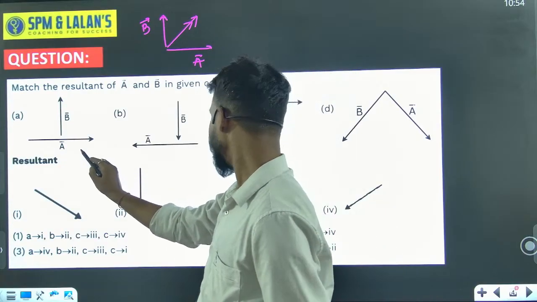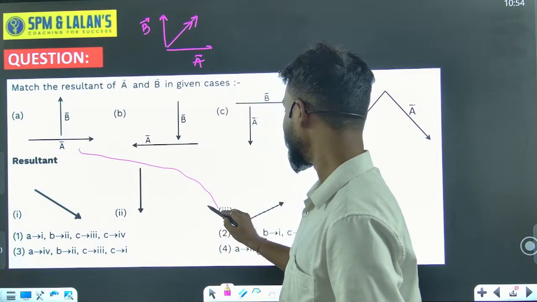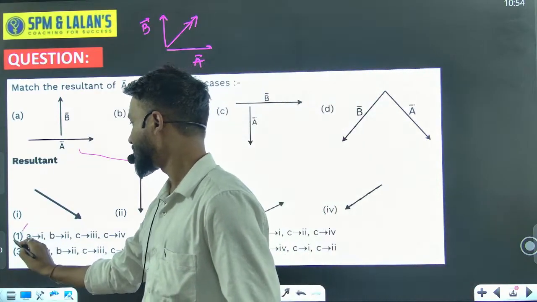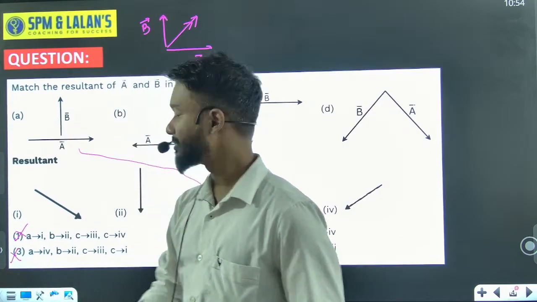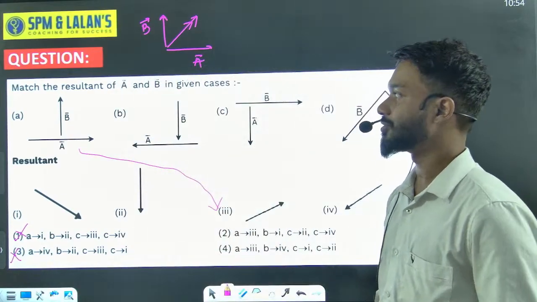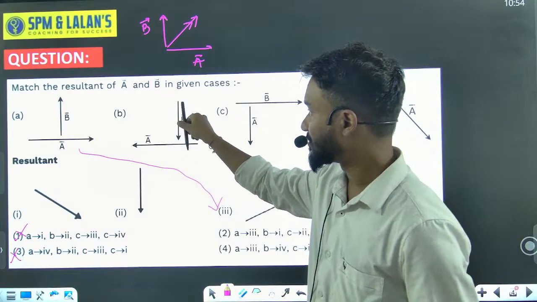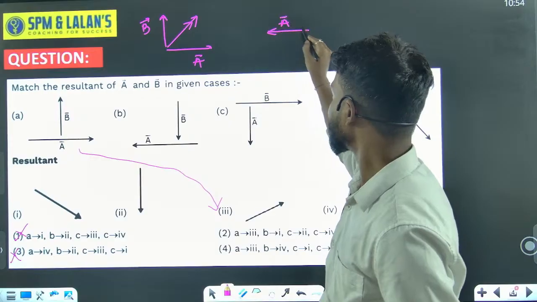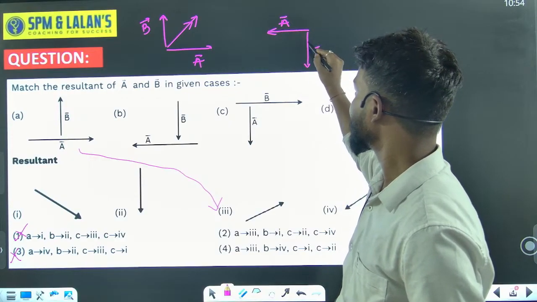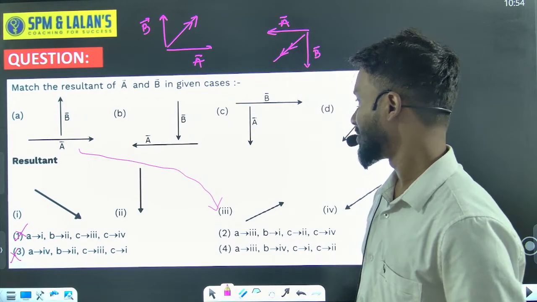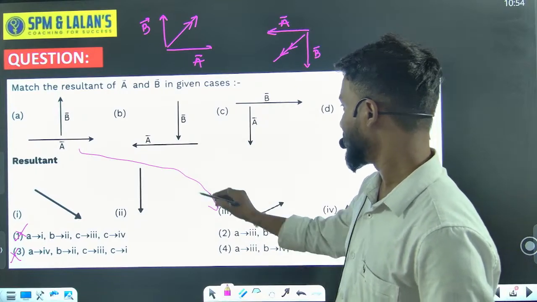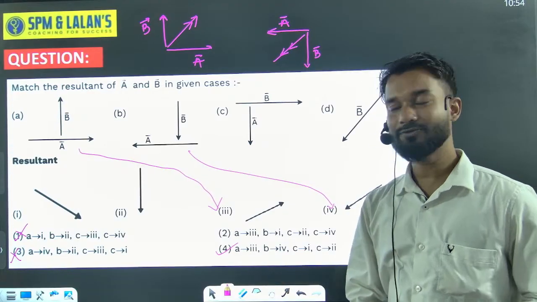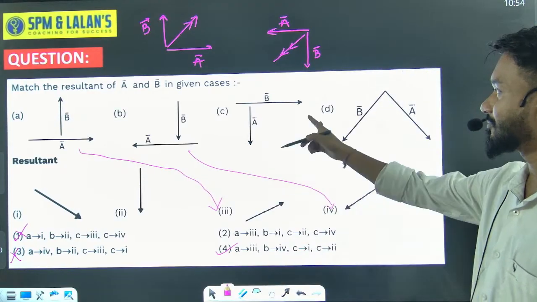So A will be number 3. Since A is number 3, option number 1 and option number 3 are eliminated. The answer will be either 2 or 4. Then the B vector. You see, this B vector I can shift parallel to itself. This is our A vector and this is our B vector. So the resultant of this will be somewhere this way. So B will be number 4. B is number 4. The answer will be option number 4. Let's check the other as well.